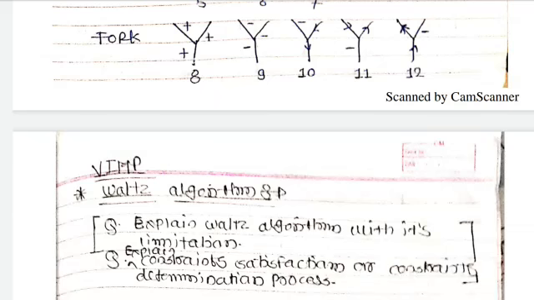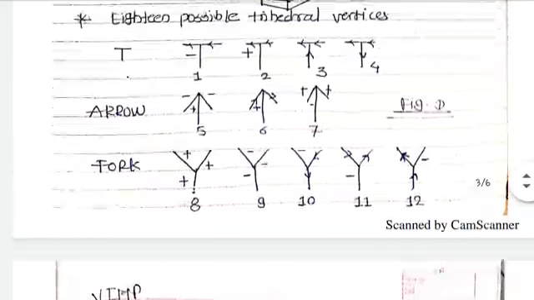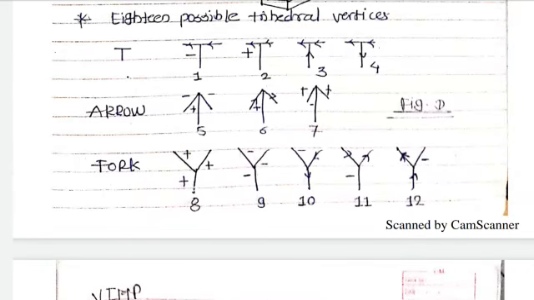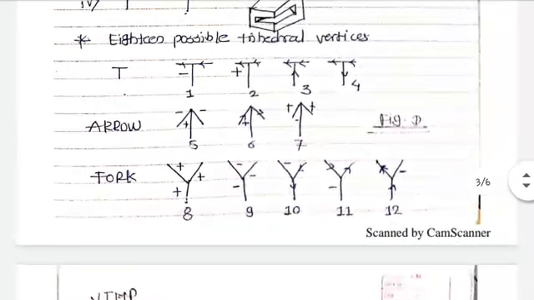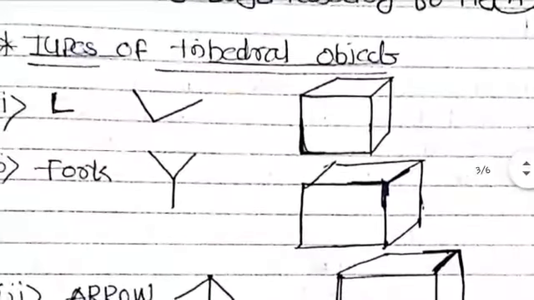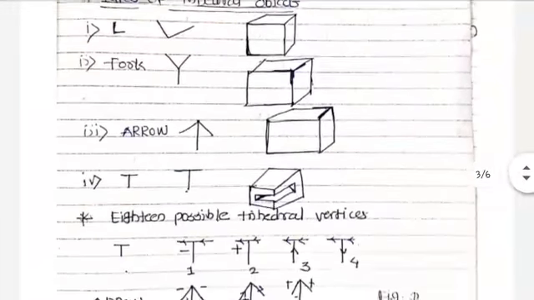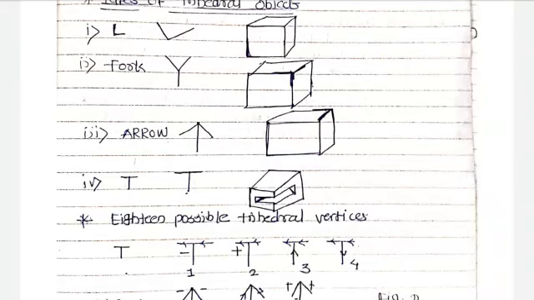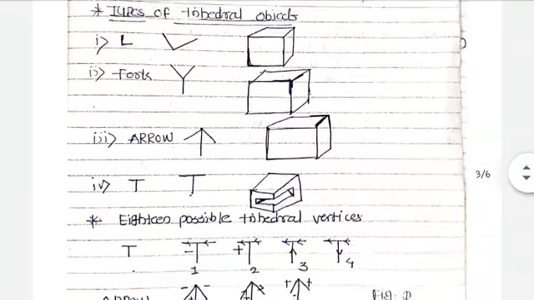Now next, these are the things related to the concave edge and the different trihedral vertices which are available. So one remaining, that is the L shape. For the L shape there is a simple L shape available, just like this. So these are the things related to the convex and concave edges and trihedral objects figures labeling.